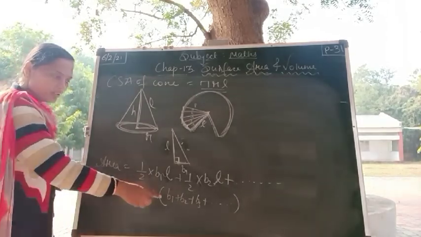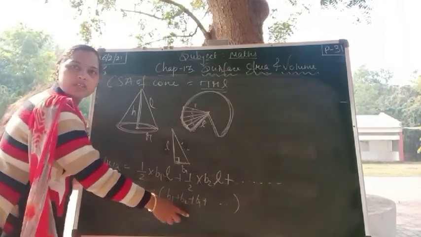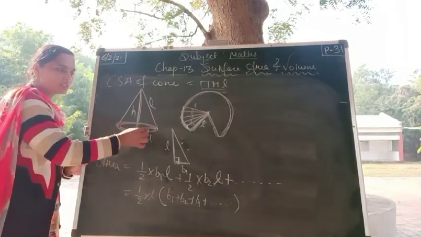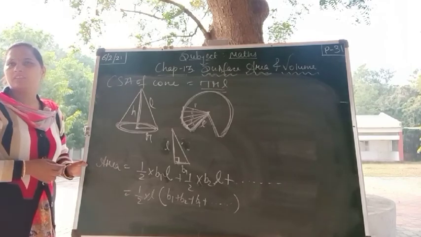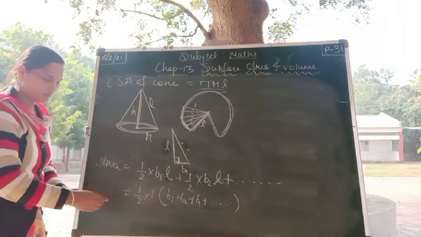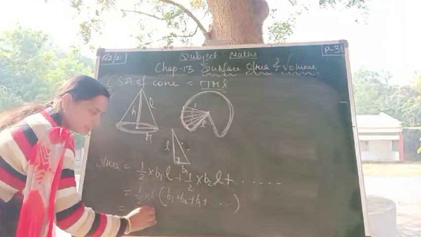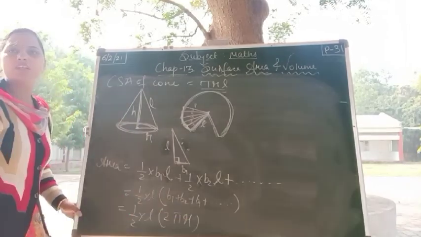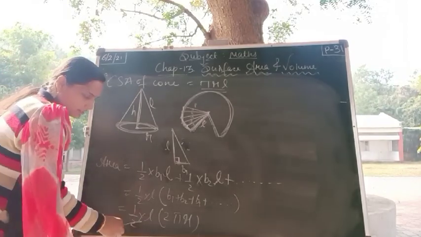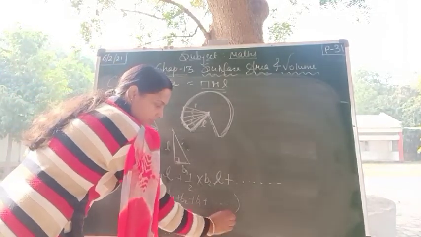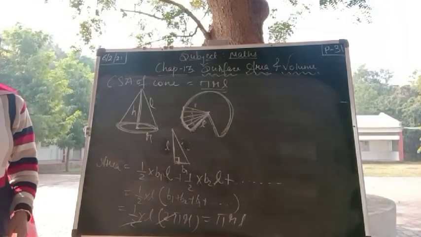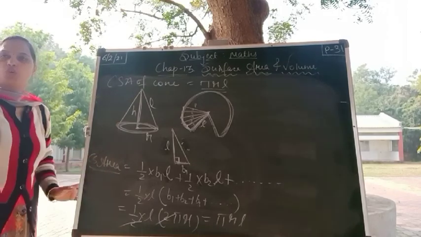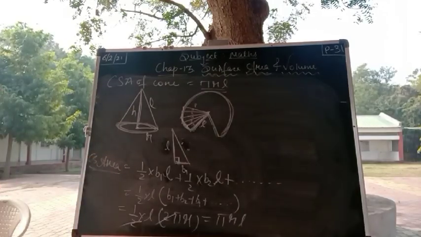Then the addition of B1, B2, B3 will be the circular part. So what is the length of this circle? Yes, 2 pi r, the circumference of the circle. In this way, we got the curved surface area of the cone. Clear? Yes, ma'am.